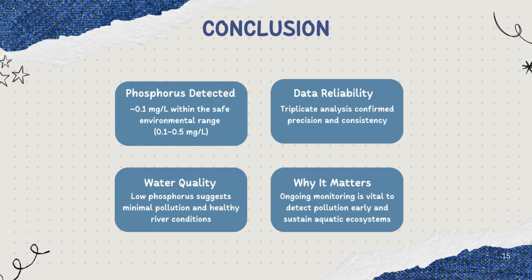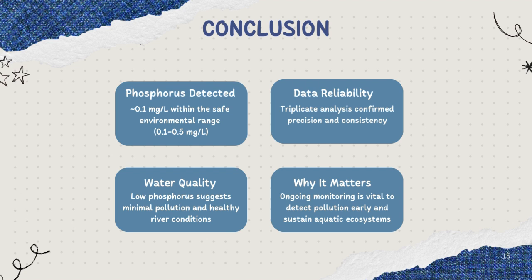In conclusion, UV visible spectrophotometry is a suitable method for measuring phosphorus in water. It is efficient, affordable, and accurate. Based on the results, the river water sample had a phosphorus concentration of around 0.1 milligrams per liter, which is within a safe and acceptable range. To summarize, we found that the phosphorus concentration in the river water sample was approximately 0.1 milligrams per liter. This value falls within the expected range of 0.1 to 0.5 milligrams per liter.